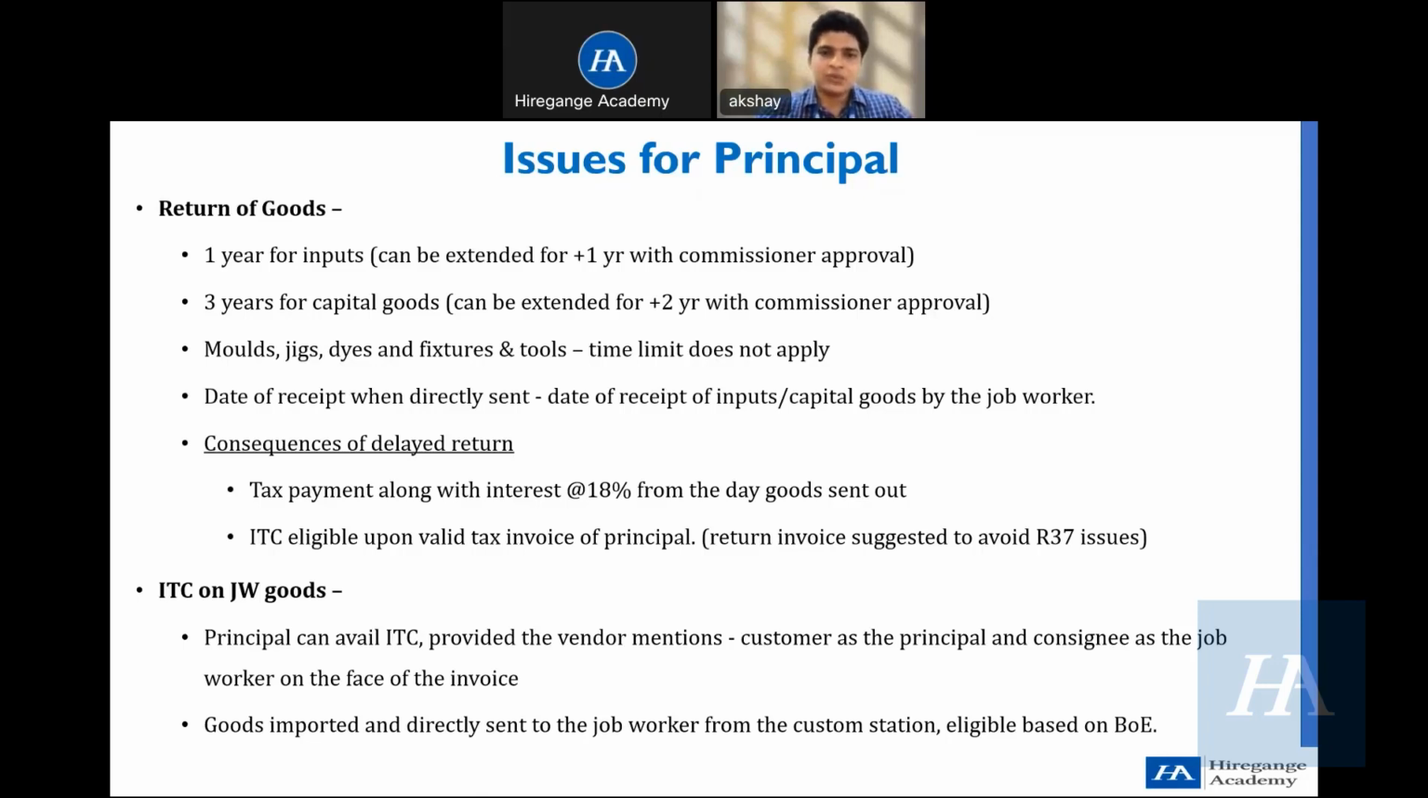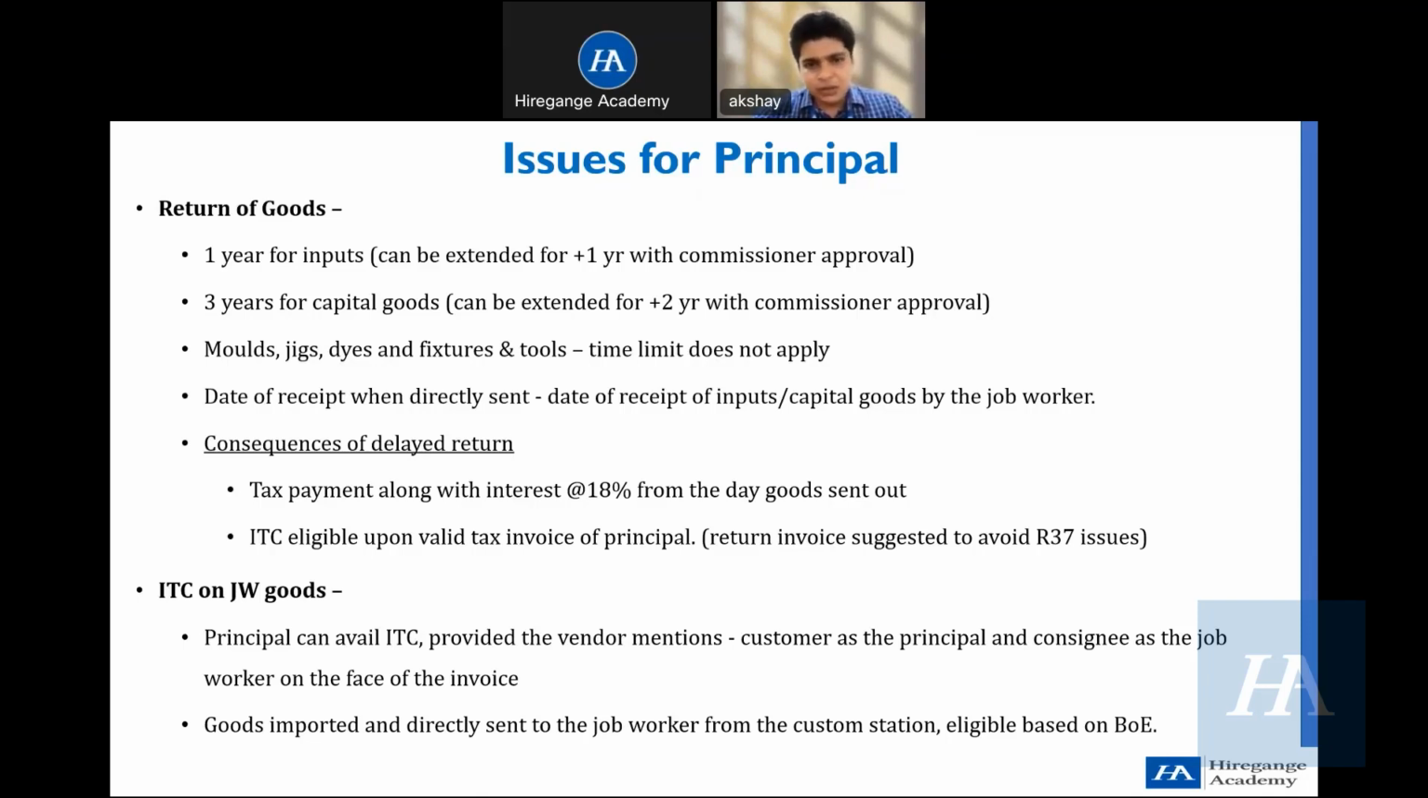What happens if we are not returning the goods back within the specified time period? The tax payment is required to be made by the principal, not by the job worker. It is to be made by the principal, along with interest at 18% per annum from the day the goods are sent out. So where he's sending it out from his premises, of course, that would be the date. When it is received by the job worker directly, then that would be the date.